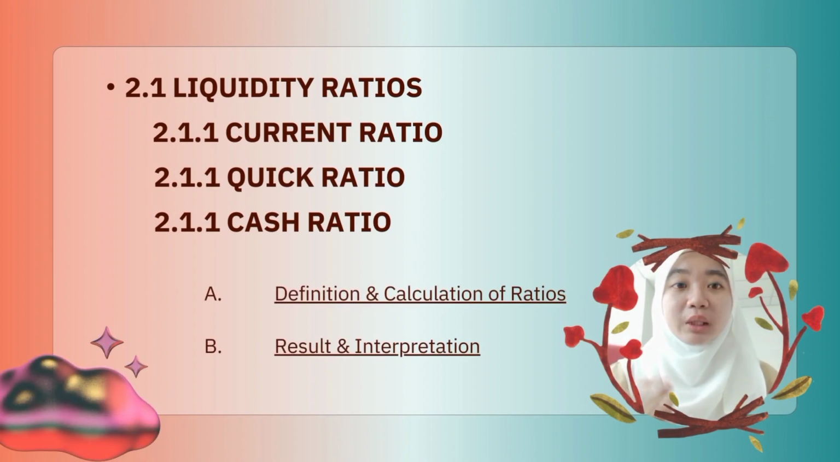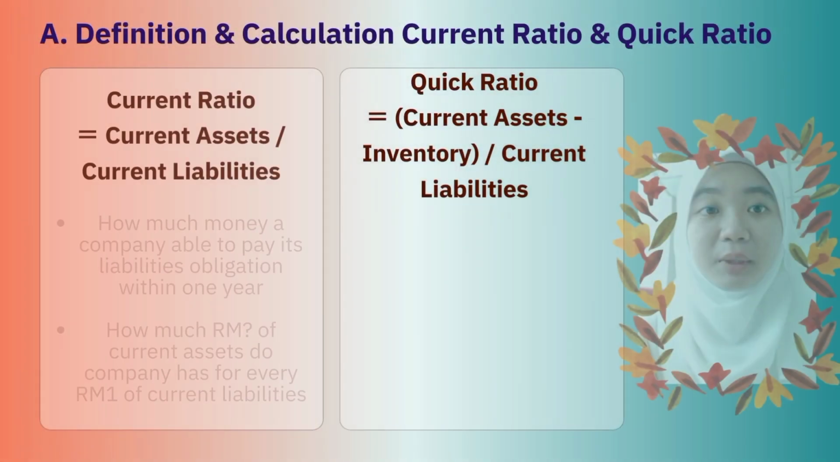For the ratios, we want to measure from three ratios, which are the current ratio, quick ratio, and also cash ratio. So let's see the definition behind these ratios. What does it mean by current ratio?